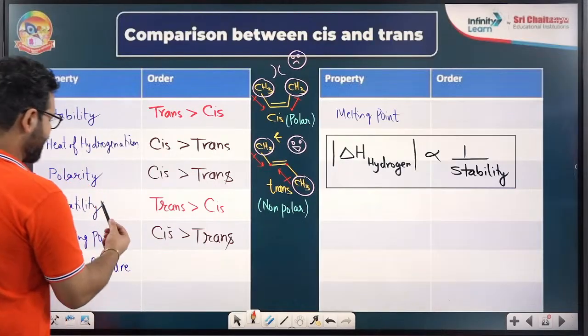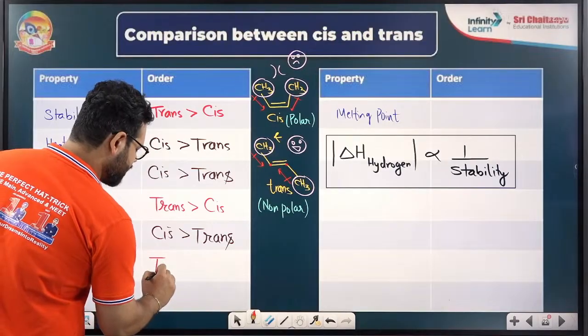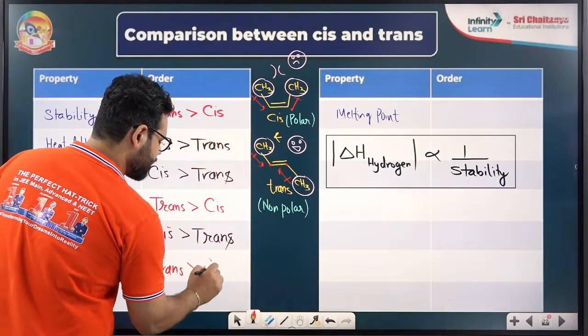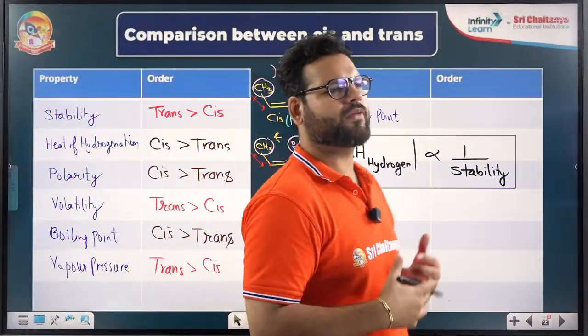Vapor pressure is also directly proportional to volatility only. More volatile, more pressure will be generated by the vapors. More volatility means more vapors will generate, more vapor pressure will generate.